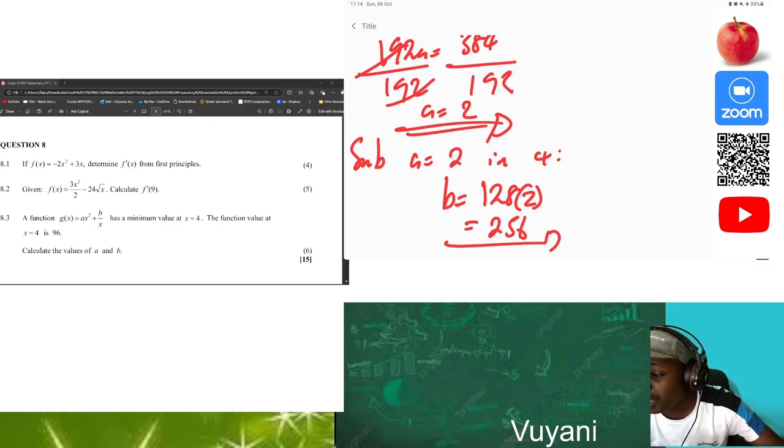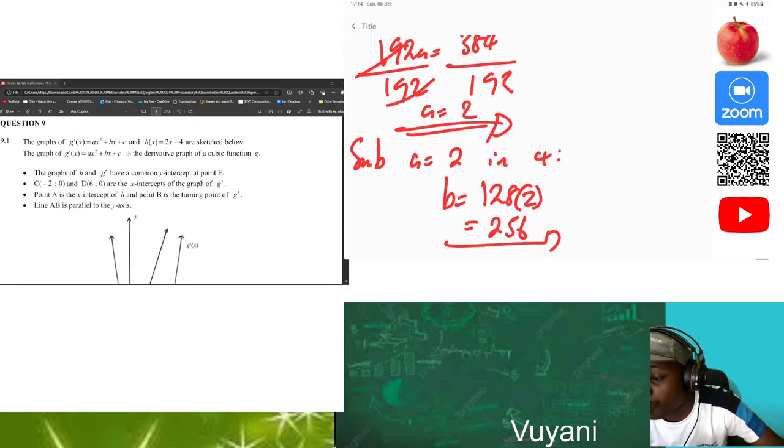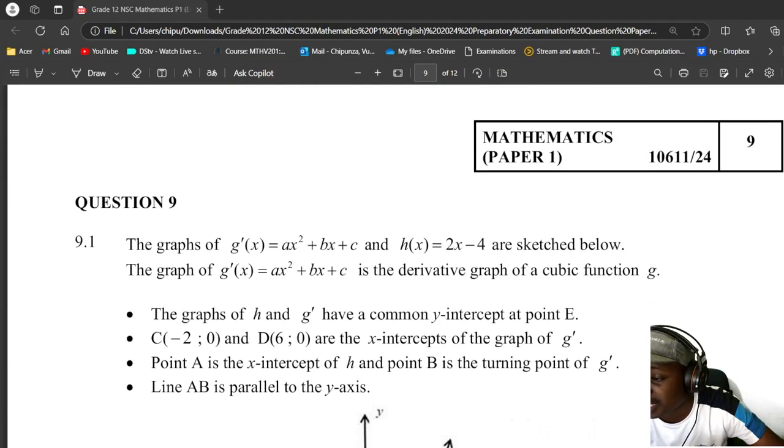Now let's move on to the next part, question number 9, where we are diving more into the functions which we are having. Again, stop me anytime, drop your question, and we can entertain it and engage on it.